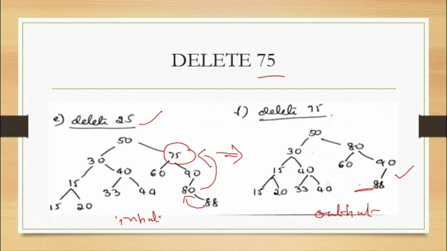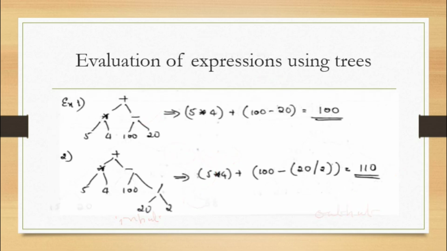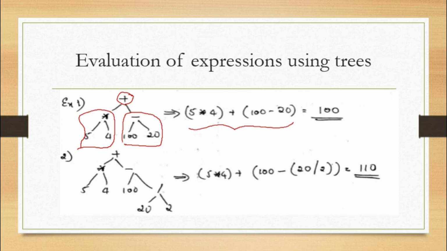So next is evaluation of expressions, evaluation of an expression using a tree. Here we can see that 5 into 4 and 100 minus 20 are both at the same level, separated by a plus sign. So that is how I evaluate. Then it is a normal multiplication and subtraction, and I get 100.